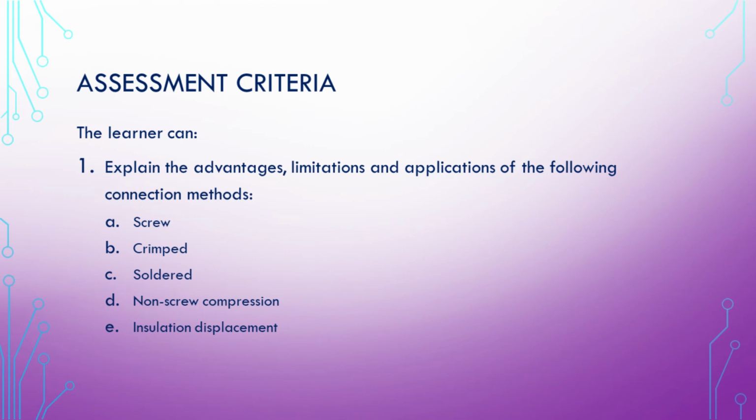The assessment criteria comes in a number of areas. First, number 1, explain the advantages, limitations and applications of the following connection methods. So you need to understand what limitations you have, what are the advantages, and when you would use these methods that are listed. So A, screw technique, B, crimped cables, C, soldering, D, non-screw compression, and E, insulation displacement.